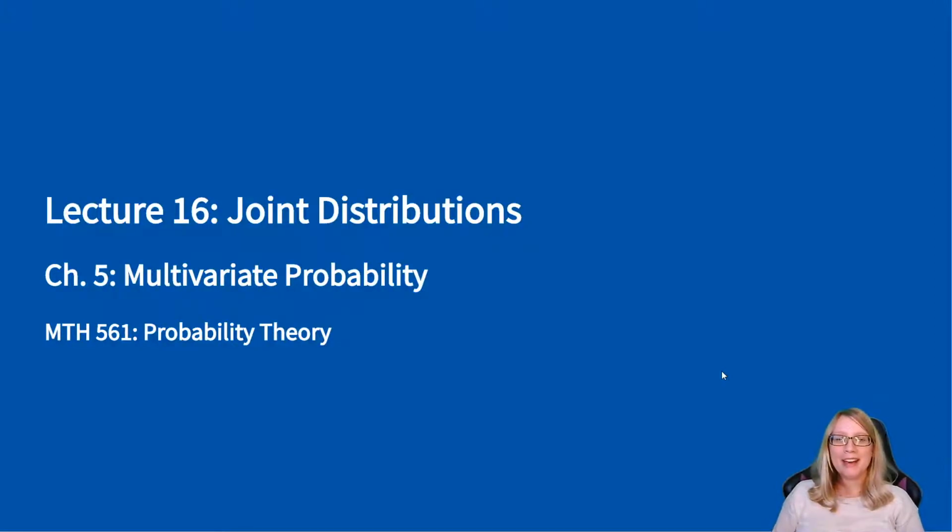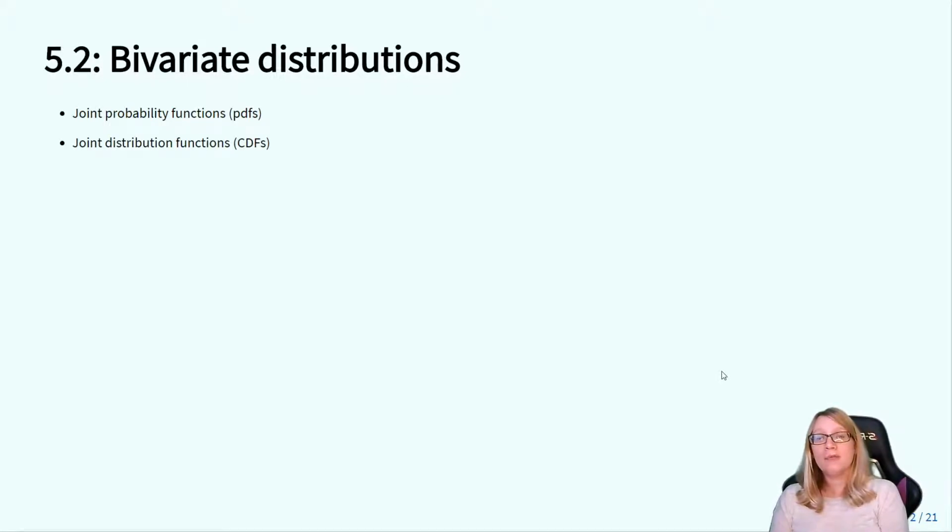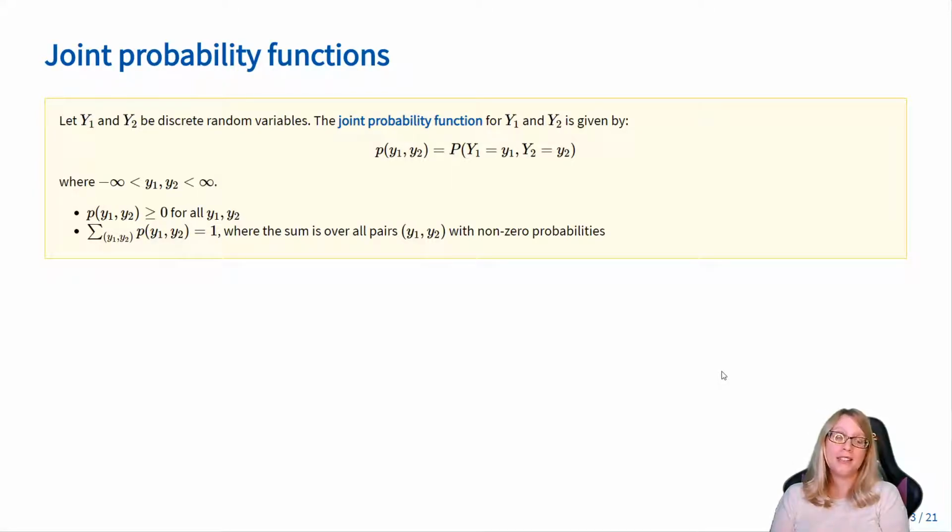Everyone, welcome back. In this video, we'll introduce joint distributions, or models for two random variables. We'll begin by defining joint probability functions, or joint PDFs. We'll then introduce the concept of joint distribution functions, or joint CDFs, followed by some examples of what these look like. So let's start by saying we have two possibly discrete random variables.